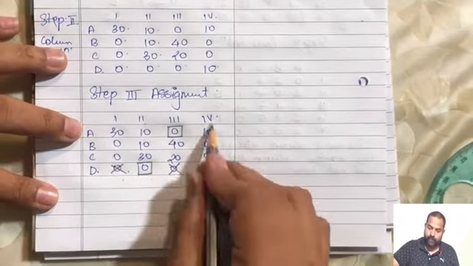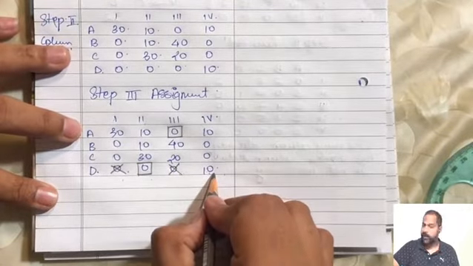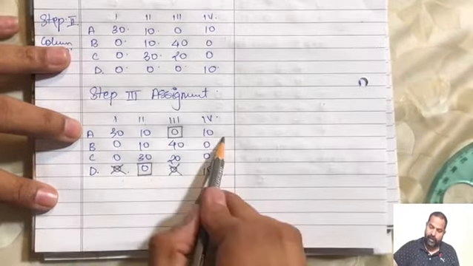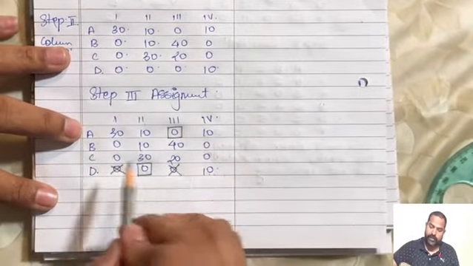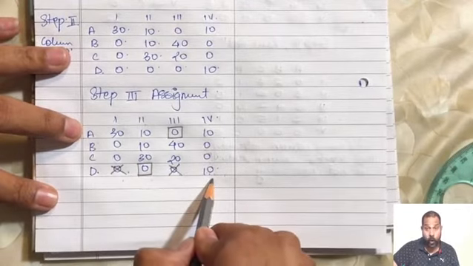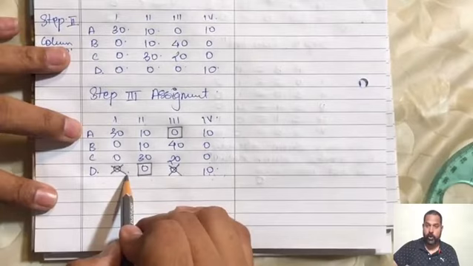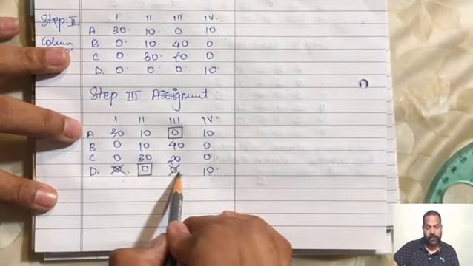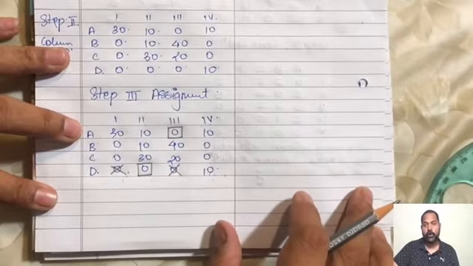Already done. Two zeros cannot touch. Let's start doing row wise. Done. Two zeros cannot do anything. Column wise, done. Two zeros cannot do anything.